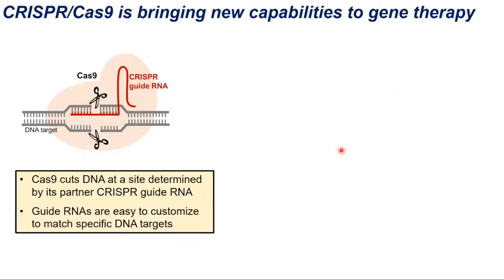Bit of background about CRISPR-Cas9. You really don't need to understand all this, but here's a cartoon of it. Basically, CRISPR-Cas9 cuts DNA at a site, any site, that's determined by its partner CRISPR. It's called a guide RNA, and it drags the Cas9 protein, which is this pinkish blob, to a specific region on the DNA. And then that DNA is cut, so we get a specific DNA break at our target site.